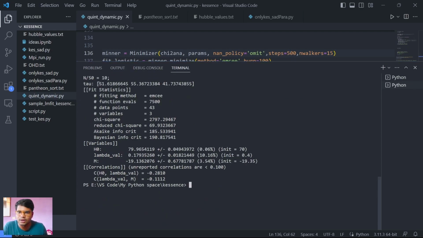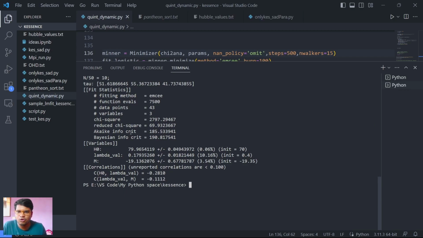There is a tau, a correlation function, that says how the walker is forgetting the previous value, usually after the 51 step. So the fitting method is MCMC. The function evaluated is 7500. Data points are 43. Variables are 3. Right. So the chi-square is estimated to be around 3000, which is again not good. Reduced chi-square is 69. So we think that if we increase the number of steps to 2000, or maybe 10,000, then we can have this one.